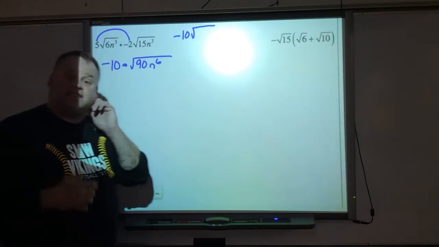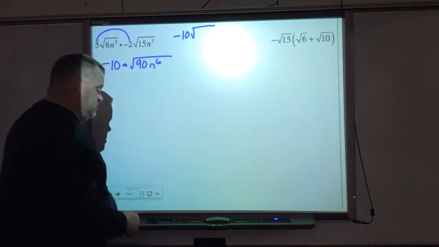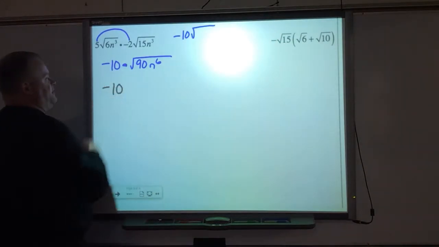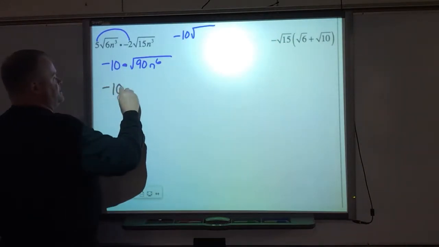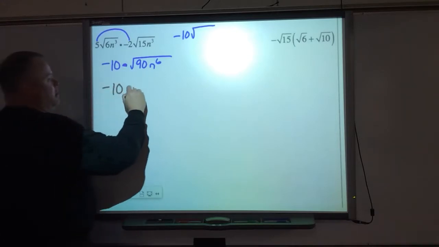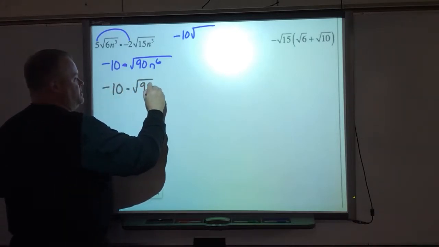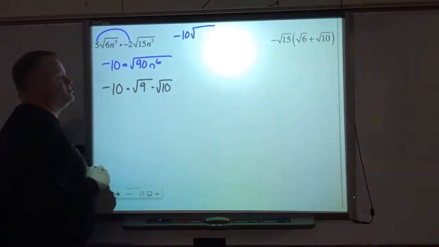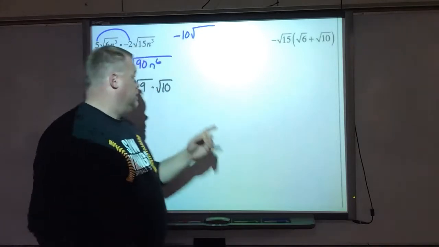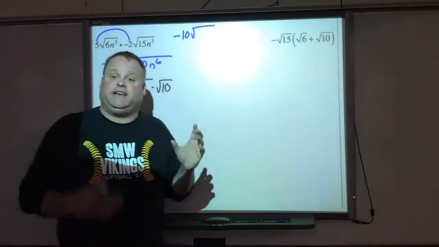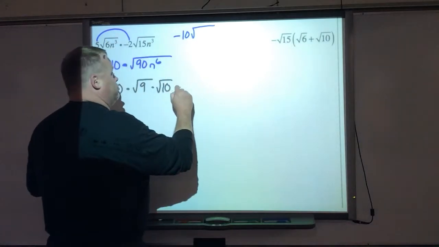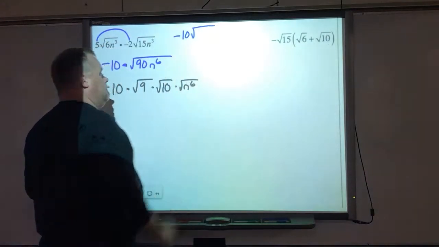Now remember, this says simplify, right? So my negative 10 stays out front. I'm going to switch colors. So negative 10 stays out front. It's going to be times. We just did this one, the square root of 90 breaks down to the square root of 9 times the square root of 10. Am I trying to simplify? And as we did on Tuesday, n to the 6. Is n to the 6 a perfect square? It is. So I'm just going to go ahead and bring it down.